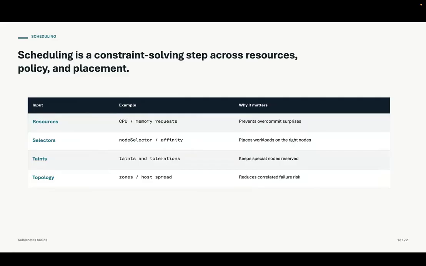The resource requests tell Kubernetes how much CPU and memory the pod needs, and the node selectors and affinity rules can require or prefer which node you want to schedule this pod on. The taints and tolerations let you reserve nodes for a specific workload, and the topology basically gives the rules to distribute the pods across zones, even to reduce the failure risk.